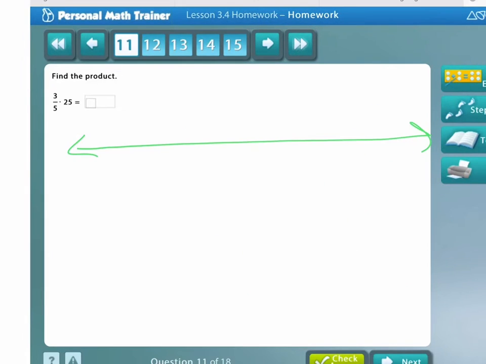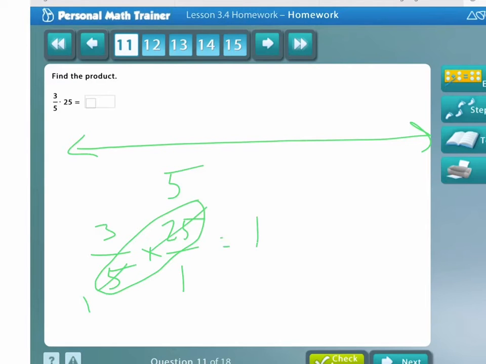To solve this problem, I can do it the easy way, which is just 3/5 times 25 wholes. I could see on the diagonal a simplification. 5 goes into 5 once, 5 goes into 25 five times, and your answer is going to be 15.